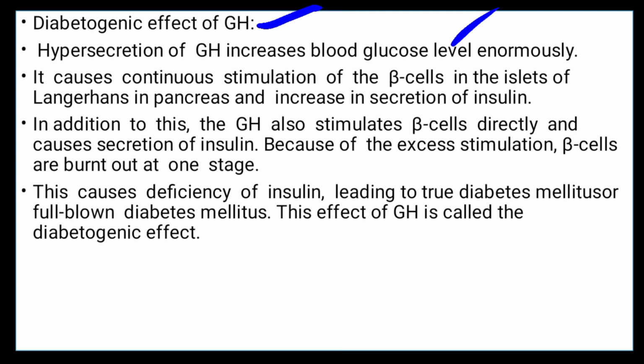It causes continuous stimulation of the beta cells in the islets of Langerhans in the pancreas and increases the secretion of insulin. In addition to this, growth hormone also stimulates the beta cells directly and increases insulin production. Because of the excess stimulation, the beta cells are burned out at one stage. This causes deficiency of insulin, leading to true diabetes mellitus. This effect of growth hormone is called the diabetogenic effect.